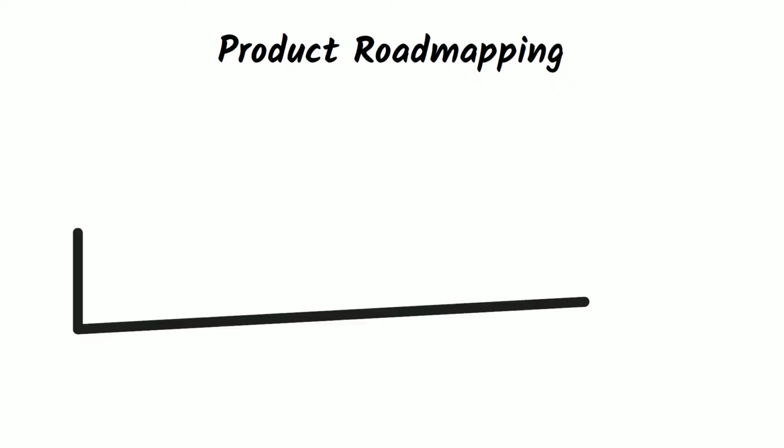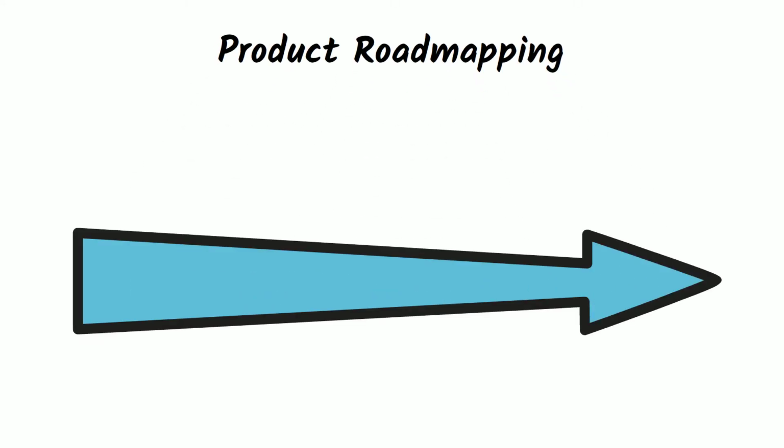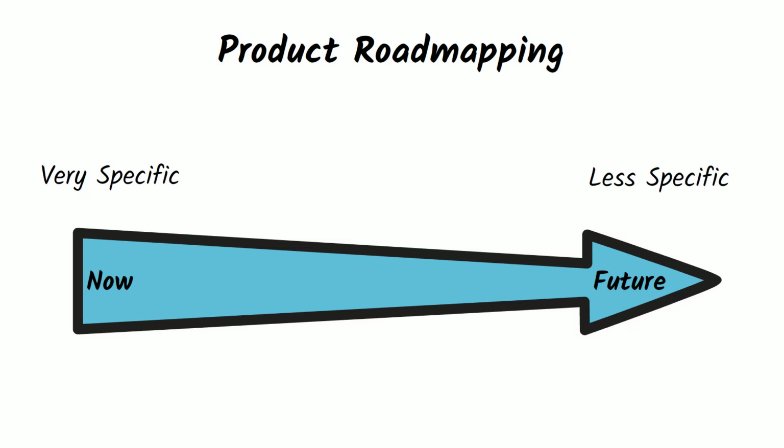Road mapping is a technique used often in product management. The idea with road mapping is to figure out how your product is going to mature from now into the far-off future. One of the key points of road mapping is to understand that as the map moves out further to the right, it gets less and less specific.